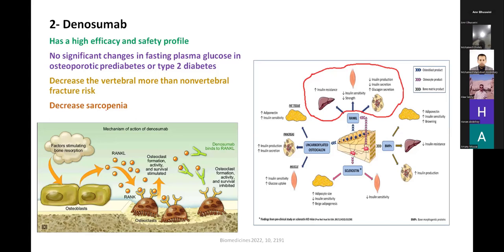Also, it has an effect on increasing muscle mass, so it decreases the sarcopenia associated with diabetic patients, which may help in decreasing the risk of falls and the risk of fracture from falls due to increasing muscle strength and bulk.